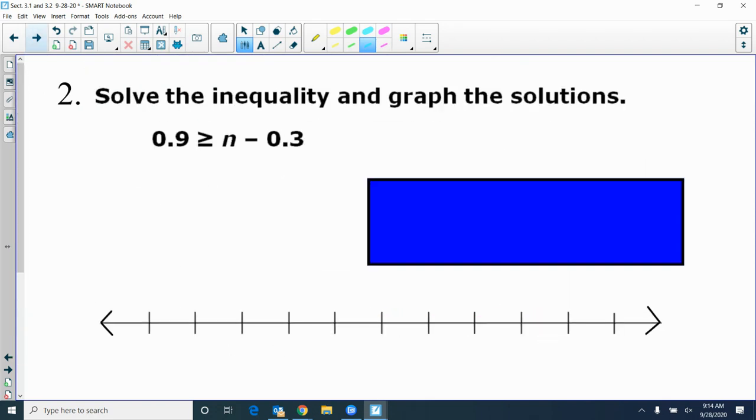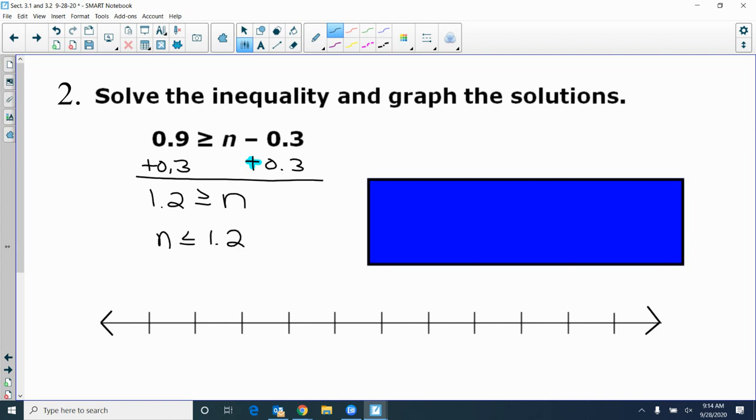All right. Second one. Ooh, we got to be careful here. All right, Joe, what do you think? I would add 0.3 to both sides. Good. 0.9 plus 0.3 is 1.2 is greater than or equal to n. But here's what you cannot leave that as an answer. So, Connor, how do I rewrite that? You're gonna flip it, n is less than or equal to 1.2. Good.